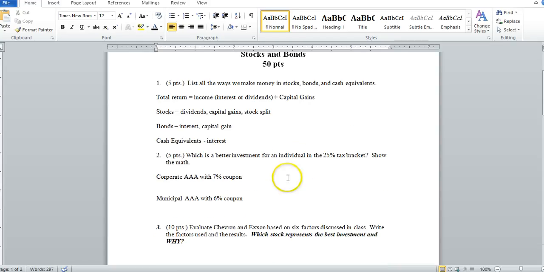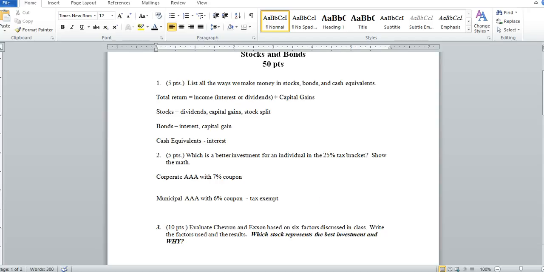All right, next question. This is about a choice. Do we choose between a corporate AAA or a muni AAA? And when you look at this question, the first thing that you should notice is that there's a muni here. And what you should remember about the muni right off the bat is that it's tax exempt.